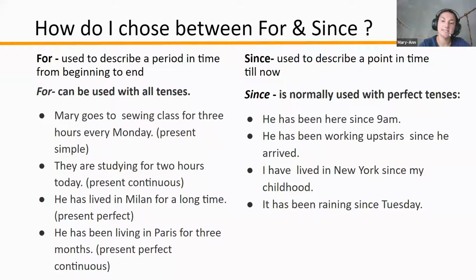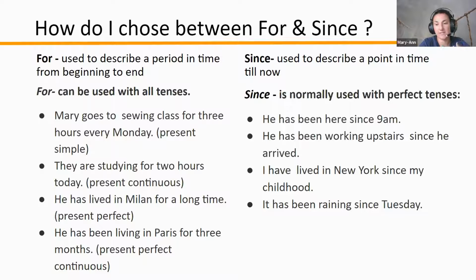Since is different because since is normally used only with the perfect tenses. So really essentially with the present perfect and the present perfect continuous. And it's talking about a specific start point and the time from that start point to now. So he has been here since 9 a.m. The start point is 9 a.m. and he has been here since that time.